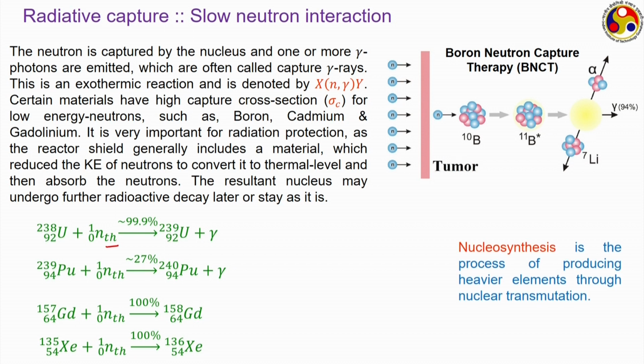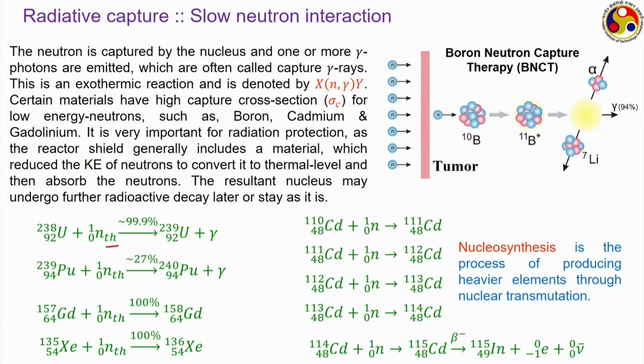Another important application, or I should say a very natural phenomenon of such radiative capture, is nucleosynthesis. Nucleosynthesis is a process of producing heavier elements through nuclear transmutation. Basically, when this universe was formed, we had only subatomic particles like protons and neutrons, and as the universe started to cool down, the temperature kept on reducing, and these neutrons and protons kept on combining with each other to form much heavier isotopes, and that particular process is called nucleosynthesis. And this radiative capture of neutrons is a very important part of that.